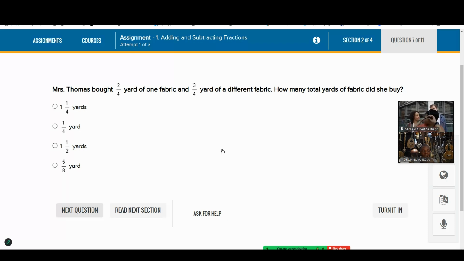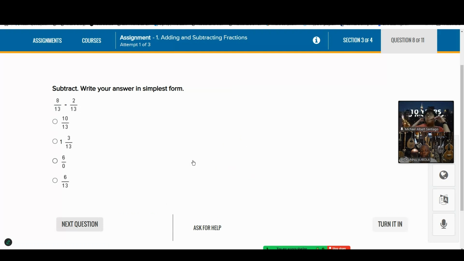The third option. Third option is 1.5, which is not 5 over 4. But the first option, because 4 in 5 is 1, then remain 1 over 4. So let's go to the next question.